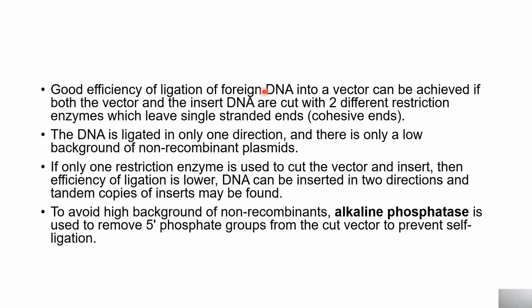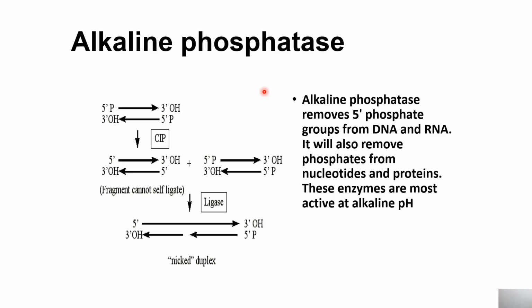If only one restriction enzyme is used to cut the vector and the insert, then efficiency of ligation is lower. DNA can be inserted in two directions and tandem copies of inserts may be found. To avoid high background of non-recombinants, alkaline phosphatase is used to remove 5' phosphate groups from the cut vector to prevent self-ligation. Alkaline phosphatase removes 5' phosphate groups from DNA and RNA. It will also remove phosphates from nucleotides and proteins, and these enzymes are most active at alkaline pH.